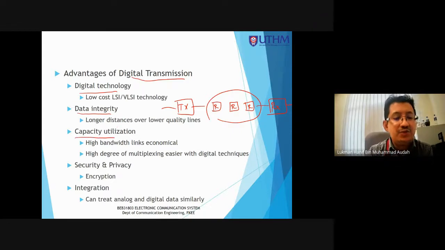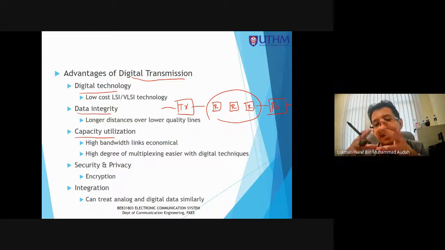Capacity utilization, we can use a high bandwidth. We can combine many signals together and transmit into the channel. Okay, the capacity, biasanya merujuk kepada size bandwidth. Capacity bandwidth itu lebih besar, kita boleh hantar lebih banyak signal dalam satu masa.